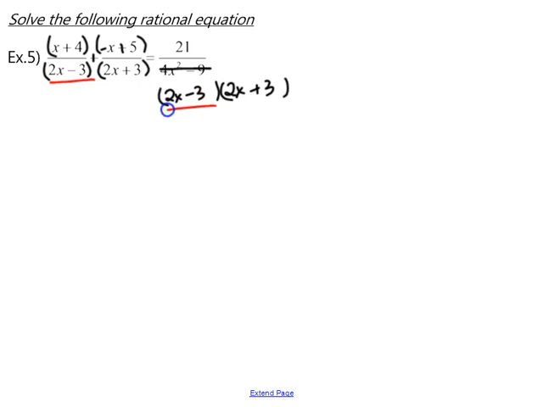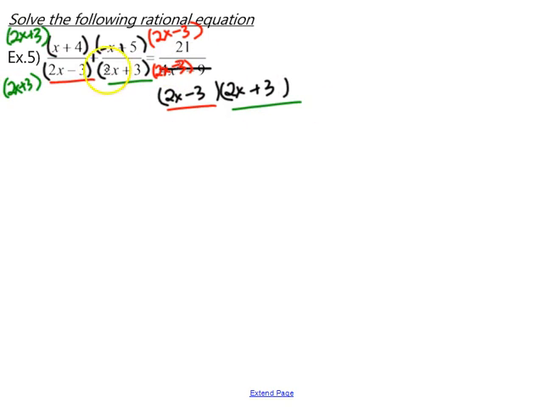2x minus 3 is in the first and the last expression. So the second one needs a 2x minus 3 multiplied on the bottom and on the top. And then we have a 2x plus 3 in the second and the last one. So the first expression needs a 2x plus 3 multiplied on the top and the bottom.